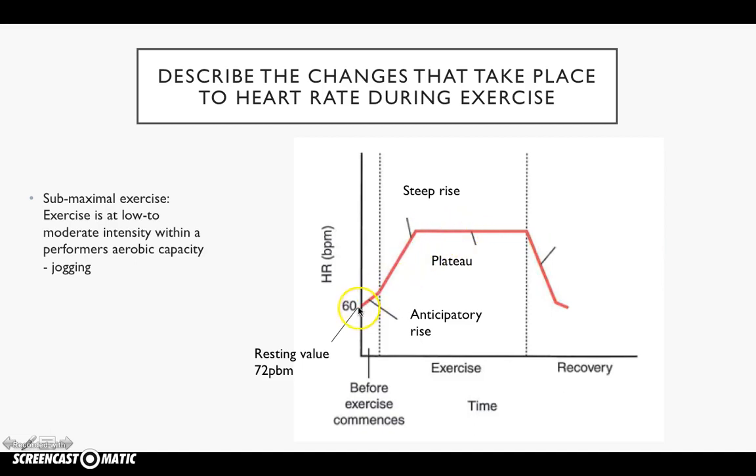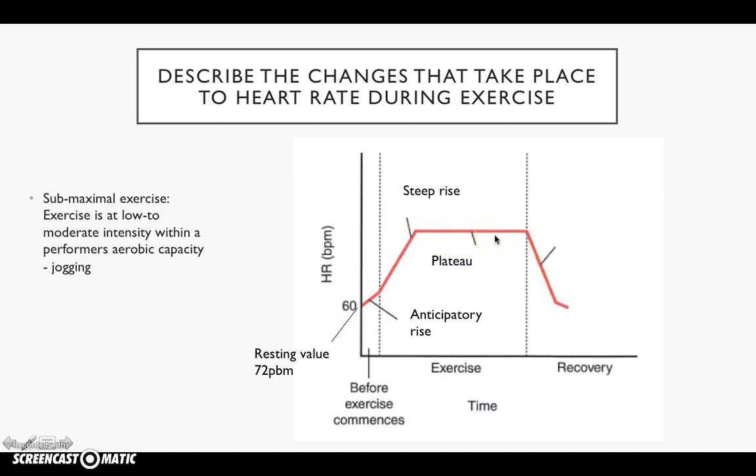So before exercise, resting value is 72 beats per minute. Before we start to exercise, we get a slight anticipatory rise because adrenaline is released and stimulates the SA node. Then when we start exercising, we get a steep rise to try and meet our oxygen demands. Once the oxygen demands are met during submaximal exercise, so jogging, our heart rate has increased to a certain point and then plateaus because our demand for oxygen has been met.